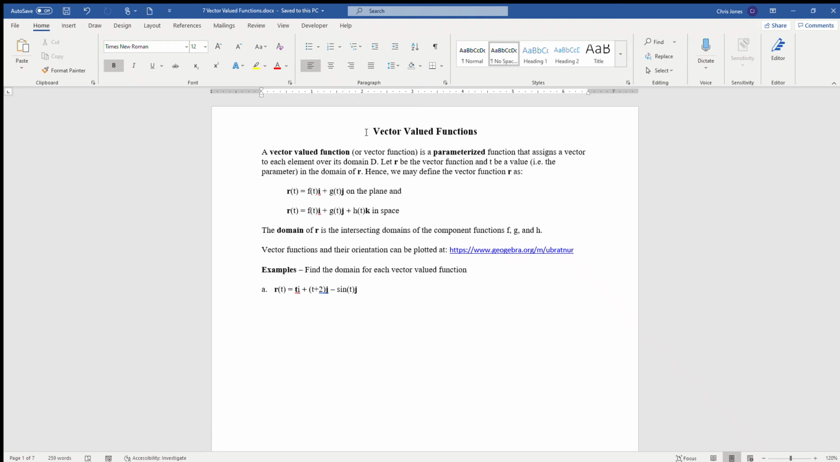So we're done taking a look at the three-dimensional Cartesian plane overall and the different coordinate systems. So now we're going to move into another segment of the course. We're going to start talking about these animals called vector-valued functions.